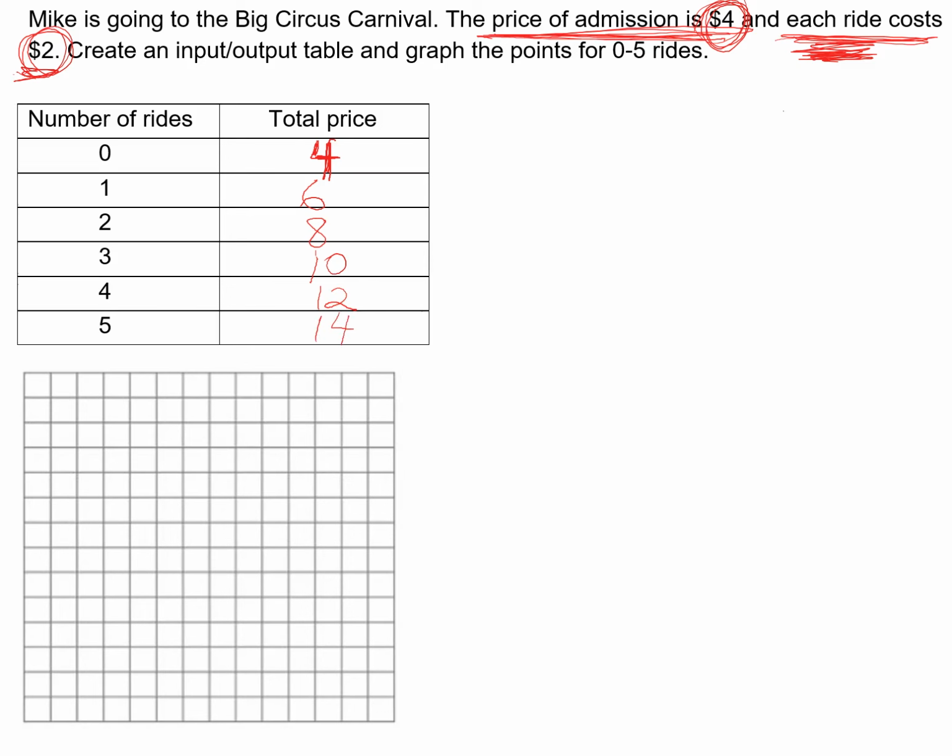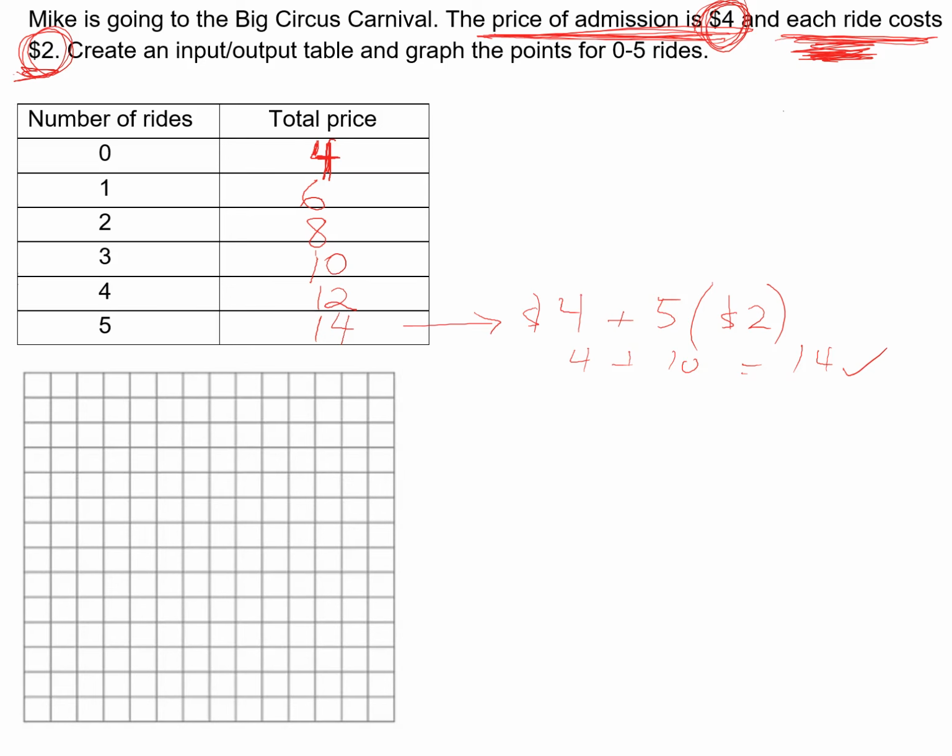Okay, so let's say, for example, for 5 rides, how do you explain the $14? You would have a $4 admission fee, plus we're going on 5 rides that are each $2. And that's a total of 4 plus 10 or 14. That works out.